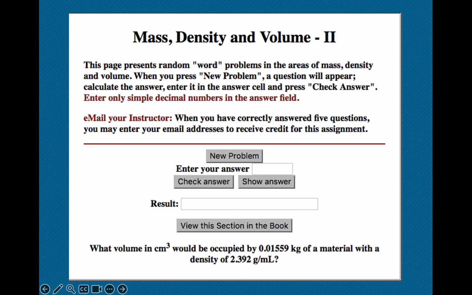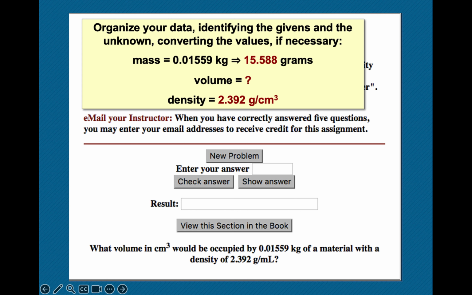Something is missing. We have a mass, we have a density, and we're looking for volume. The only issue is you're looking for a volume in cubic centimeters. This is given in milliliters, but they're the same thing, aren't they? So let's make a list of what we have. There's our mass. Given in kilograms, we want grams. Don't know our volume. Grams per cubic centimeter, same thing as milliliters.